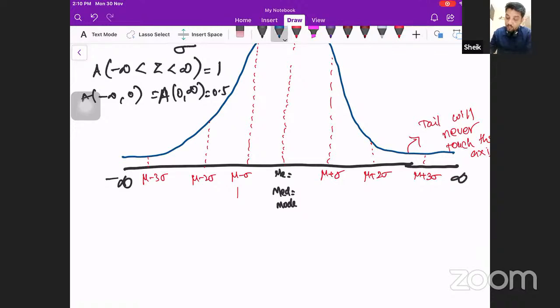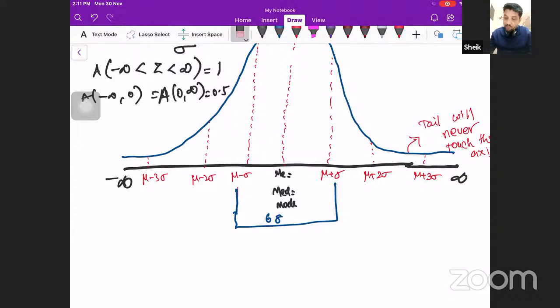Now listen here. The area covered between mu minus sigma and mu plus sigma is nothing but 68%. 68% of the area will be covered between mu minus sigma and mu plus sigma. That is approximately what I'm talking about.